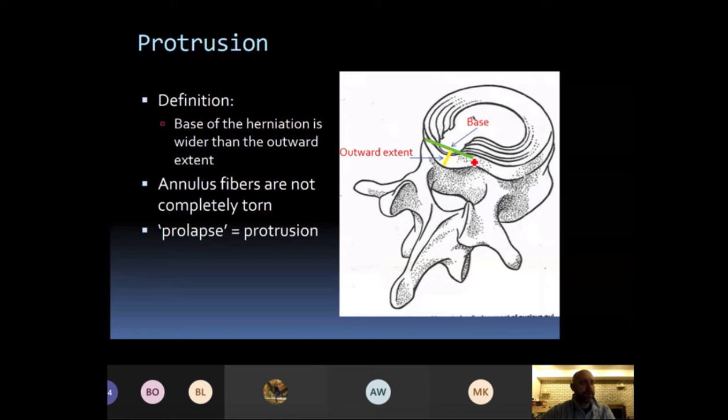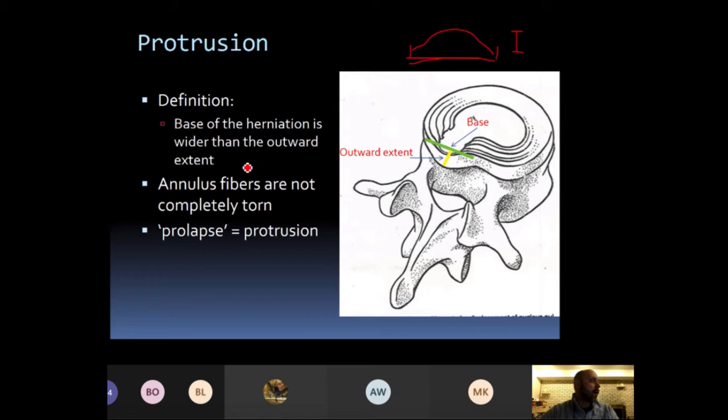What separates protrusion from extrusion is the fact that the base is wider than the outward extent. If you think about this like a hill, looking at it in a different projection, there's our hill. You can see the base of this hill from here to here is one distance, and the height of that hill is another distance right here. So if we have a disc herniation, which is less than 25% of the circumference, we divide that into a herniation protrusion or a herniation extrusion, and the protrusion has a wider base than its outward extent.